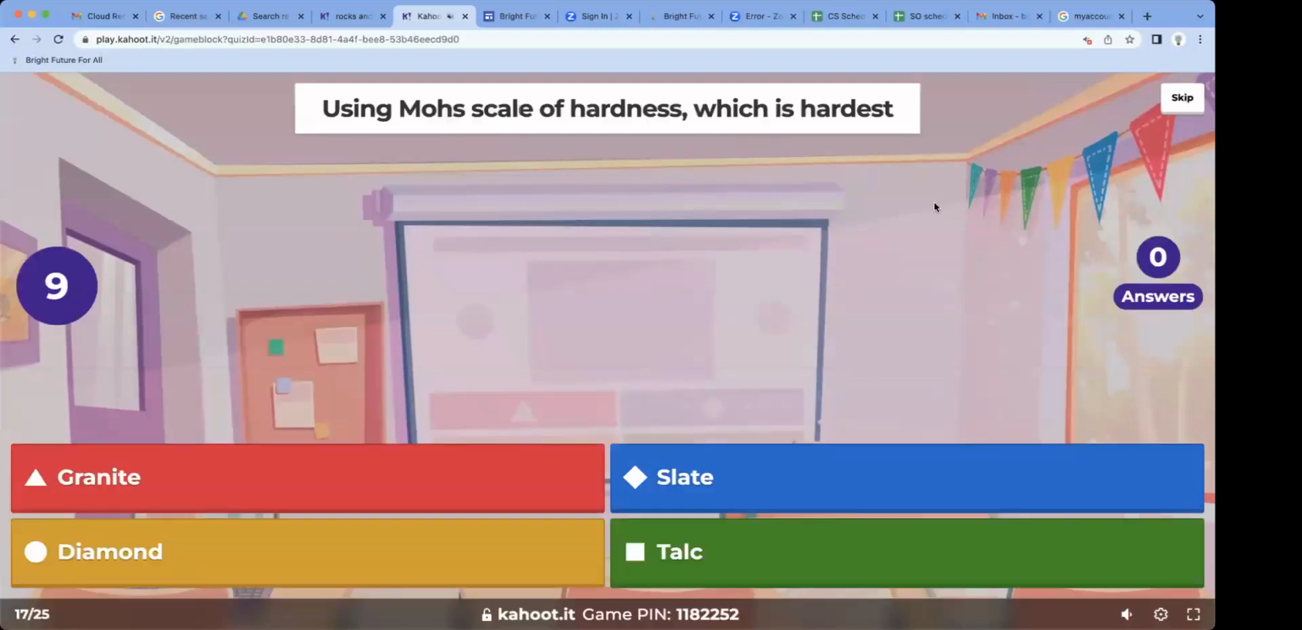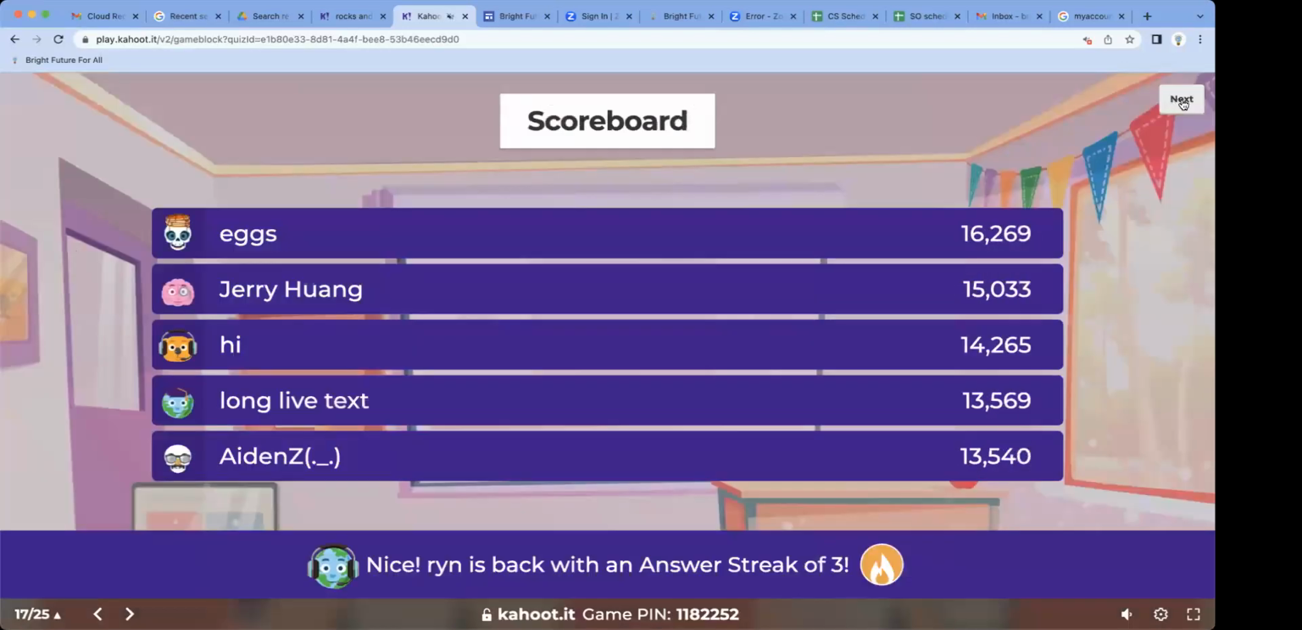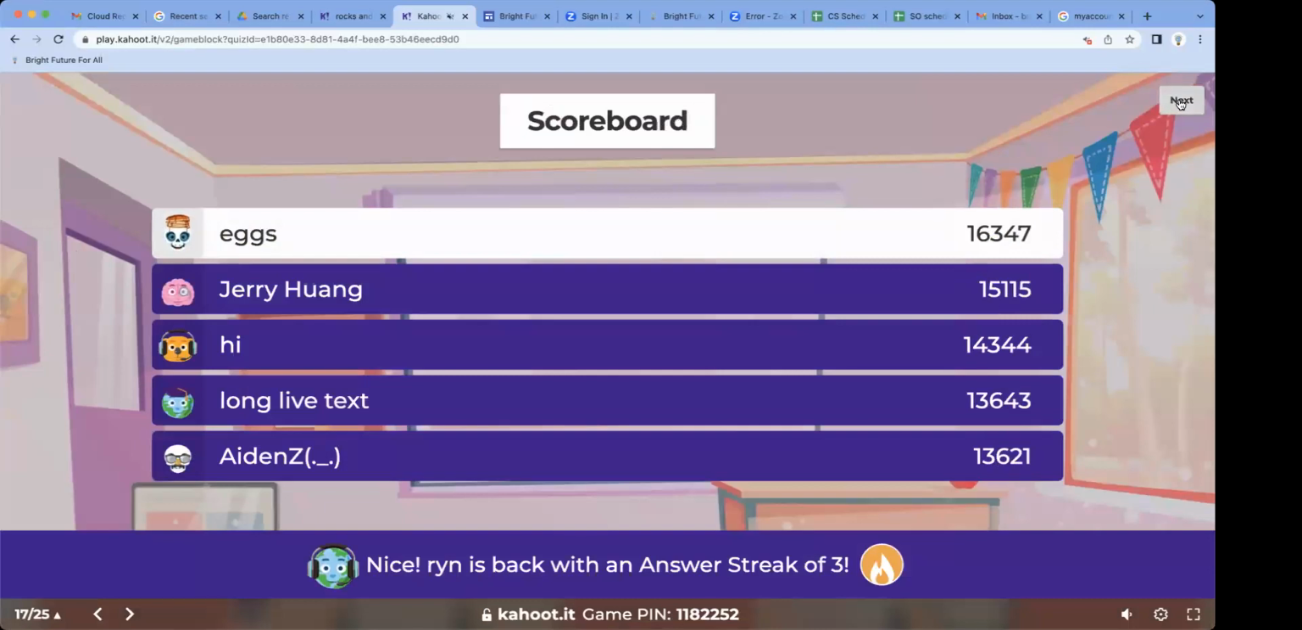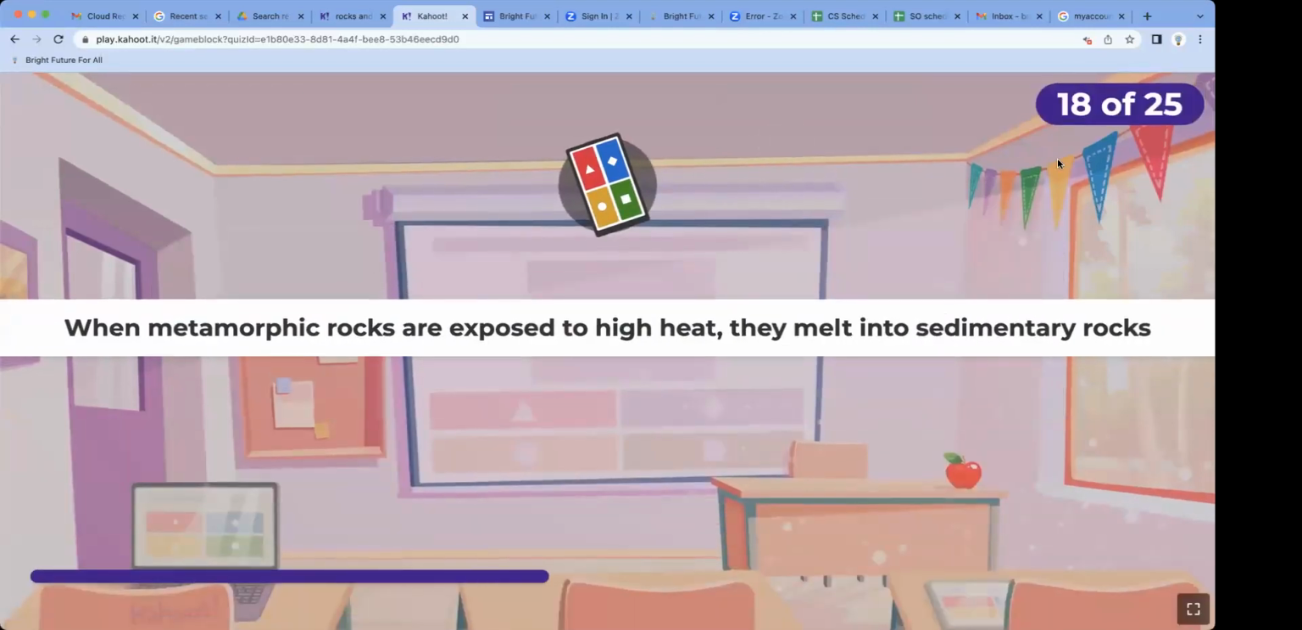Using Mohs scale of hardness, which of the following is the hardest? Yeah, so this one is pretty obvious. Diamond is the hardest rock. Next question. Can you go quicker? Okay, that's like 45.